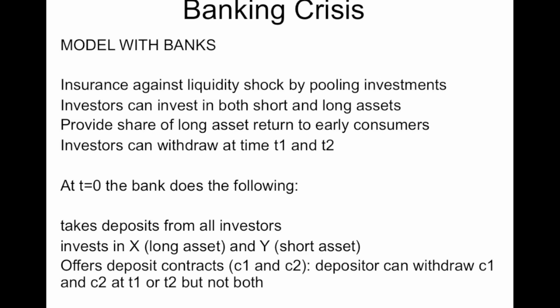At time t equal to 0, when the time period in our model starts, the bank takes deposits from all investors and pools them. Then, as a bank, not as an investor, it invests in the long asset and in the short asset. To the depositor, it gives contracts. It says, you can keep a contract C1 and you can keep a contract C2. By contract, what they mean is that you can withdraw at C1, you can also withdraw at C2, but you cannot withdraw at both T1 and T2 at the same time. You can only withdraw at one point or the other.